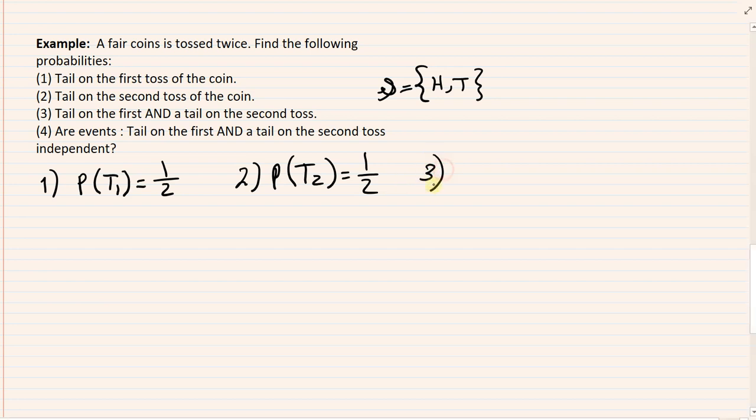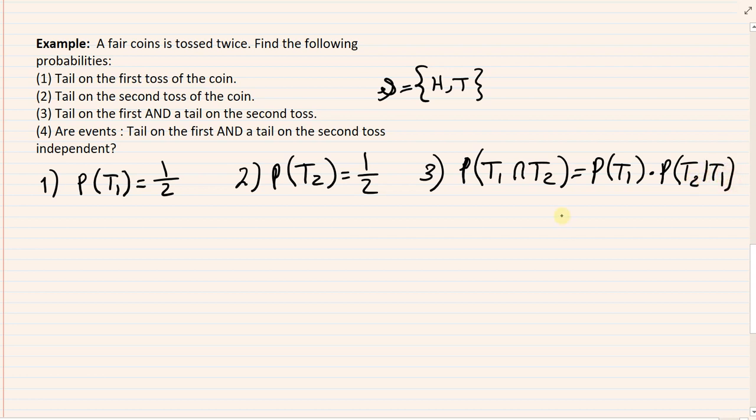So that's question number 3. Probability of T1 and T2. Well, that's going to be probability of T1 times probability of T2 given T1. Now, probability of tail on the first was 1/2. And what is the probability of tail on the second, provided we flipped and it was tail on the first? That's still going to be 1 out of 2 possibilities, so that probability is 1/4.